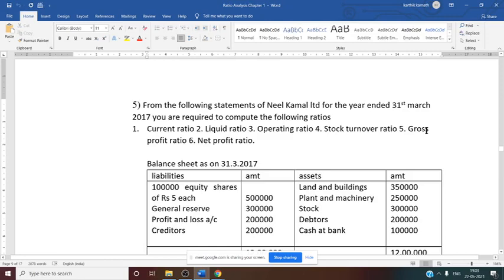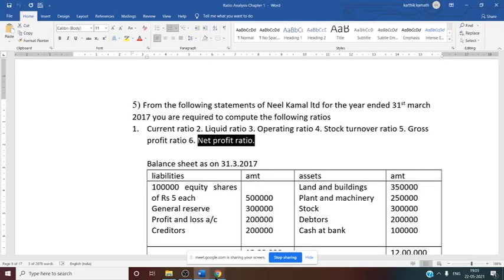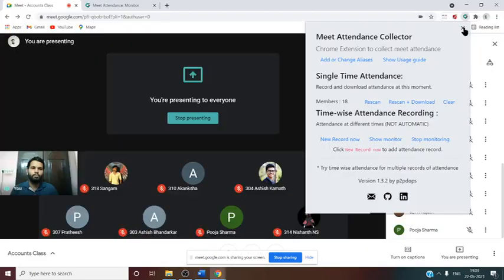Then gross profit ratio. Next, gross profit ratio formula, that is gross profit divided by net sales into 100. One more thing you required here, net profit ratio. Net profit ratio is equal to net profit after tax divided by net sales into 100. So if you know all the formulas, then it is very easy to calculate the problem.